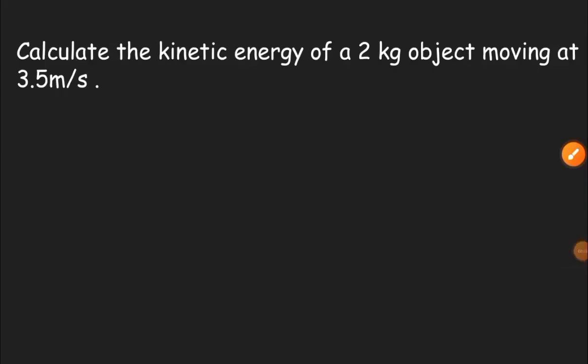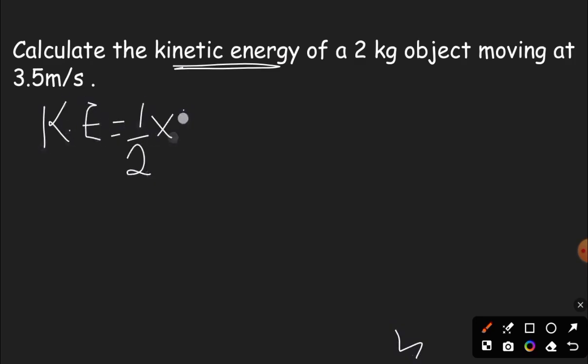So let's look at kinetic energy. Now what is kinetic energy? It's the energy possessed by a body with respect to its movement. The formula for kinetic energy is half times mass times velocity squared.